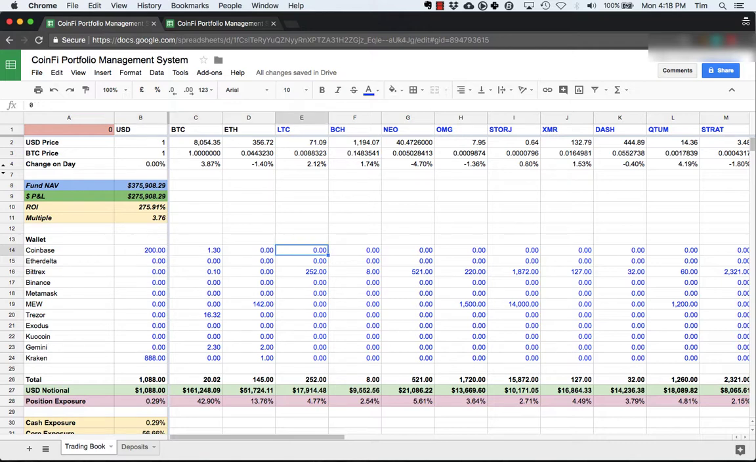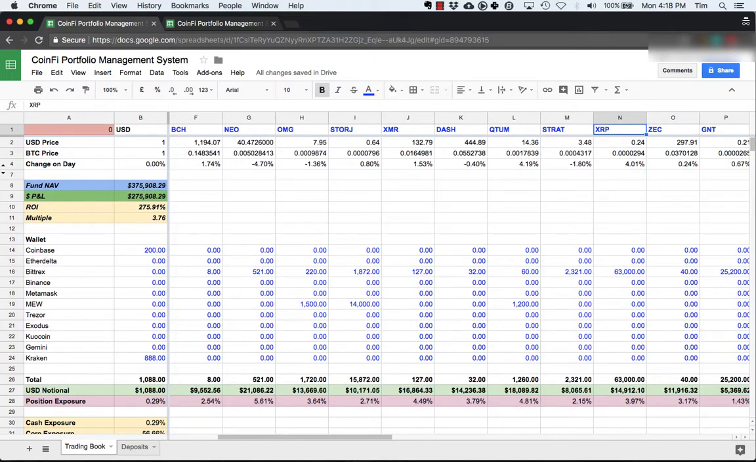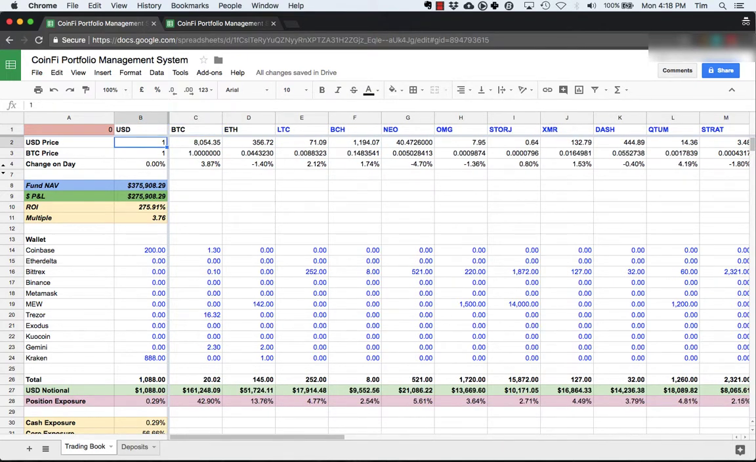Now, when you're using this yourself, you need to enter all your positions up here. And then what you also need to do is go to each one of your exchanges and wallets, and then depending on what you have on each particular exchange, you need to enter these numbers in. So for instance, in Bittrex, I've got 252 Litecoin, I've got 8 Bitcoin Cash, I've got 521 Neo, etc, etc, etc. So what you want to do is go in and enter all that, and then it'll calculate everything for you automatically.